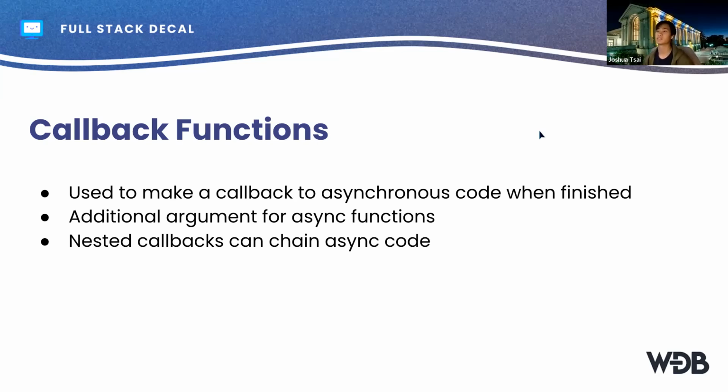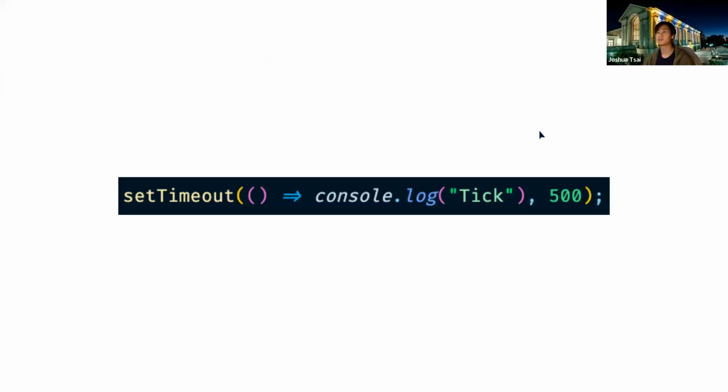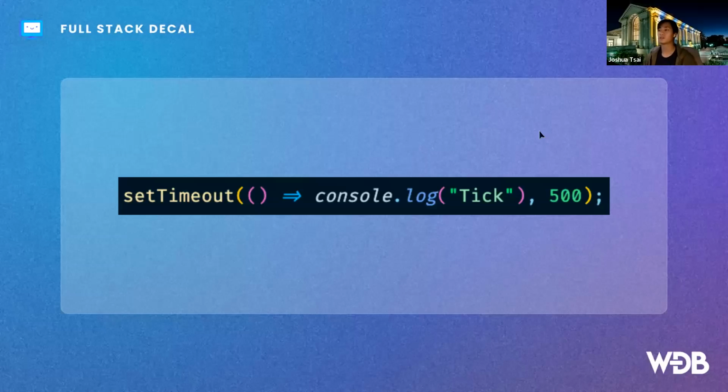And they are provided as additional arguments for asynchronous functions. And additionally, nested callbacks contain asynchronous code. And so what does that really mean? Well, I'll provide a couple examples of callback functions.